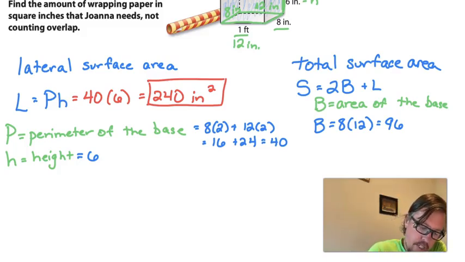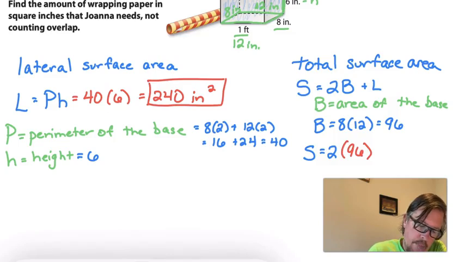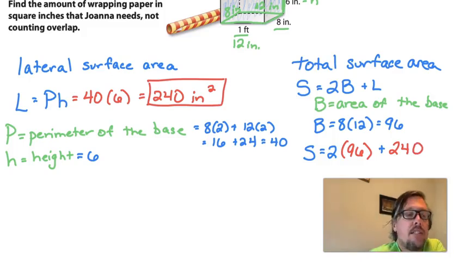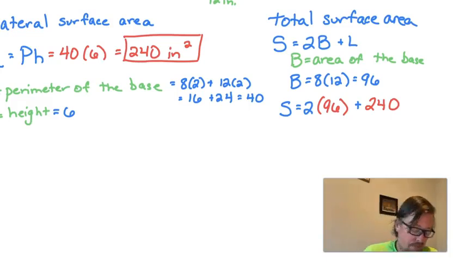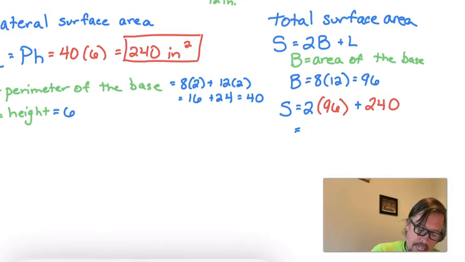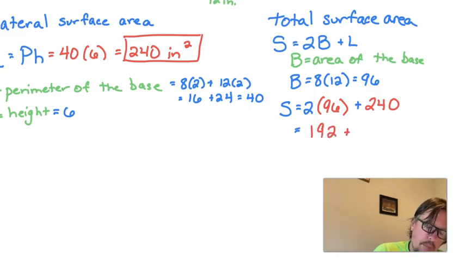So my total surface area then is going to be 2 times 96 plus the lateral surface area, which was 240. And whatever that turns out to be, that's going to be the total amount of paper that I need. So fairly large number, but that's all right. 2 times 96, well, 2 times 90 is 180, and 2 times 6 is 12, and 180 plus 12 is 192.